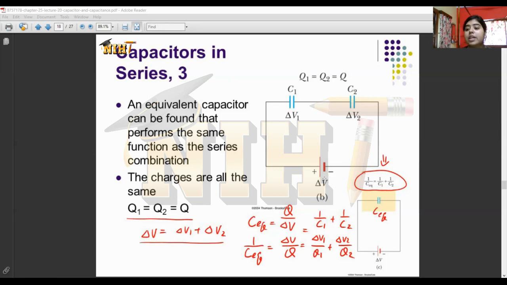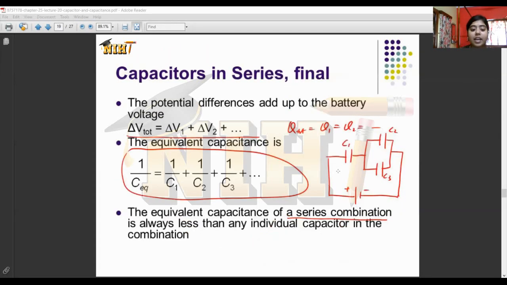Now the charges are the same, Q1 and Q2. So instead of Q, in the first term write Q1, and in the second term write Q2. So it is basically 1 by C1 and 1 by C2. So 1 by C equivalent is equal to 1 by C1 plus 1 by C2. So here you can see that the equivalent capacitance of a series combination is always less than any individual capacitor in the combination.